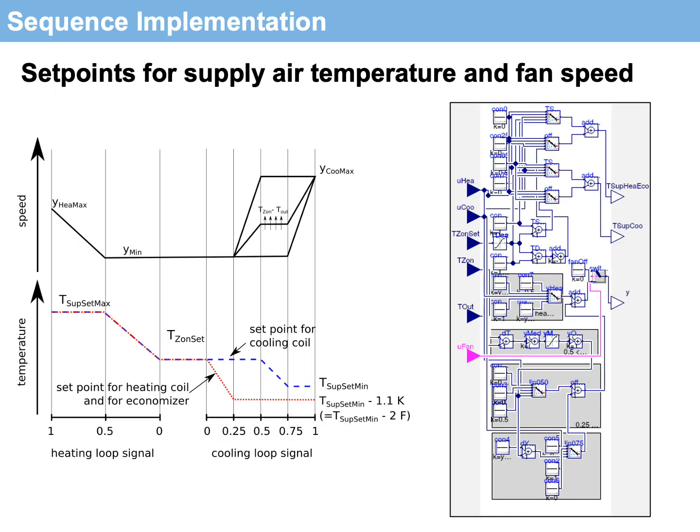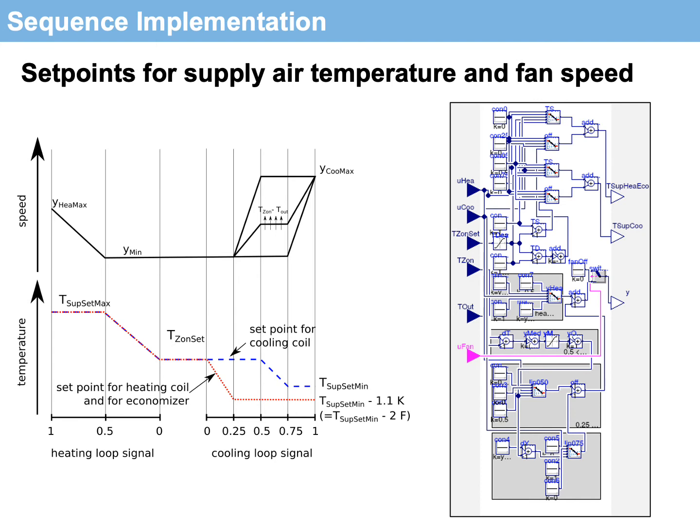So I just want to go over a couple of, or really three, of the core sequences that have been implemented here, just to give you an idea of what the intent is, but then also how we've implemented them in CDL. The first one is set points for supplier temperature and fan speed.